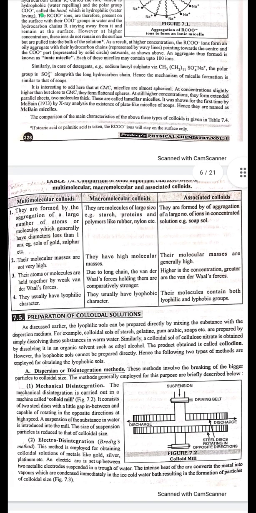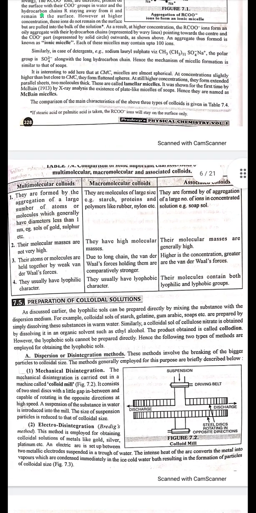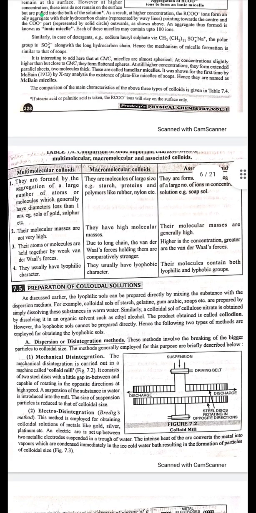Multimolecular colloids. They are formed by the aggregation of a large number of atoms or molecules which generally have diameter less than 1 nanometer. Examples: sols of gold, sulfur, etc. Their molecular masses are not very high. Their atoms or molecules are held together by weak van der Waals forces. They usually have lyophobic character.